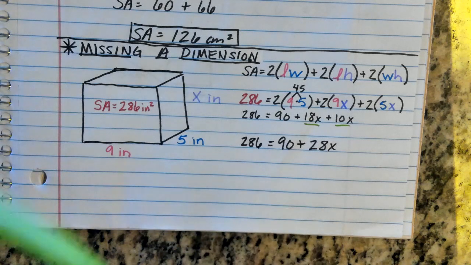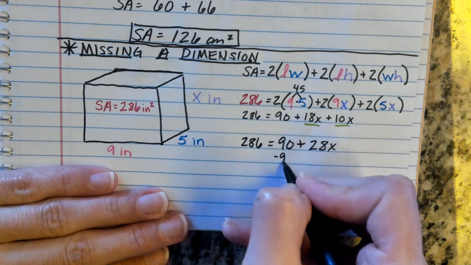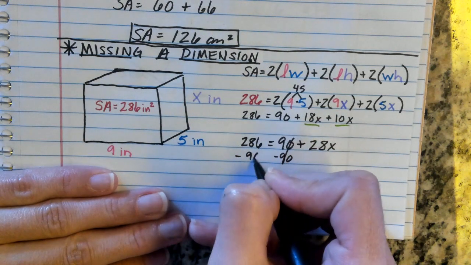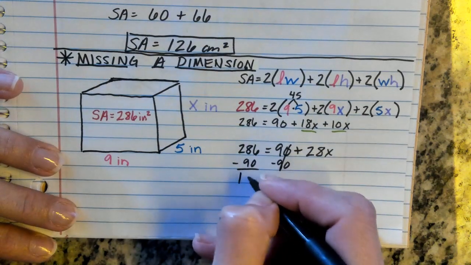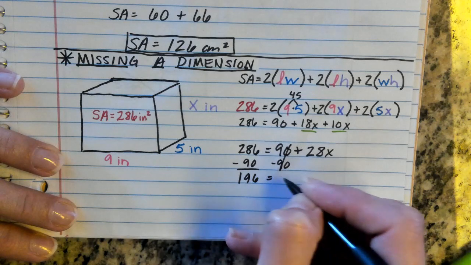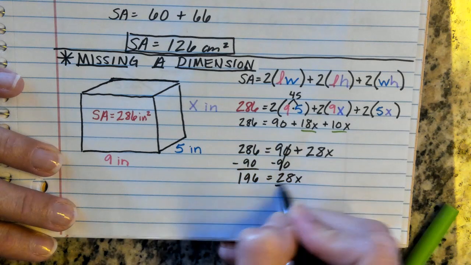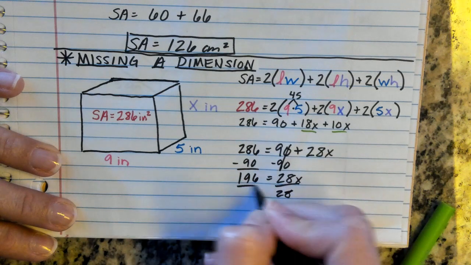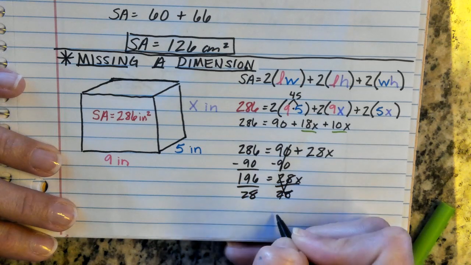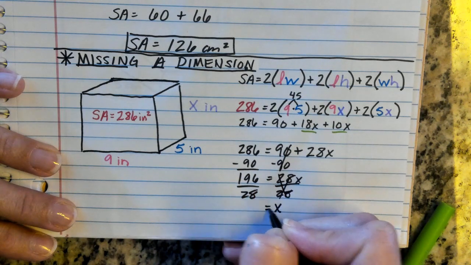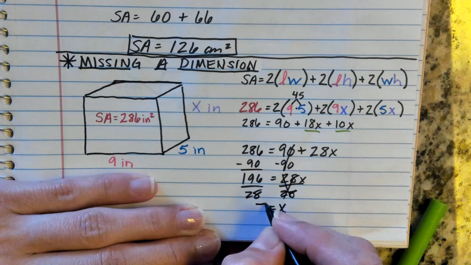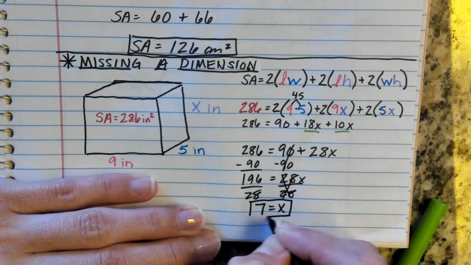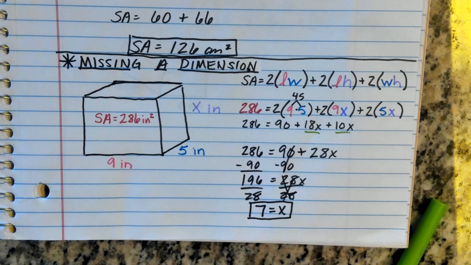And then we just go through and we solve like normal. Subtract 90 from both sides. We're going to wind up with 196 is equal to 28x. Divide both sides by 28. X, or your missing height there, is going to come out to 7 inches. All right, so that's how we can work that backwards.